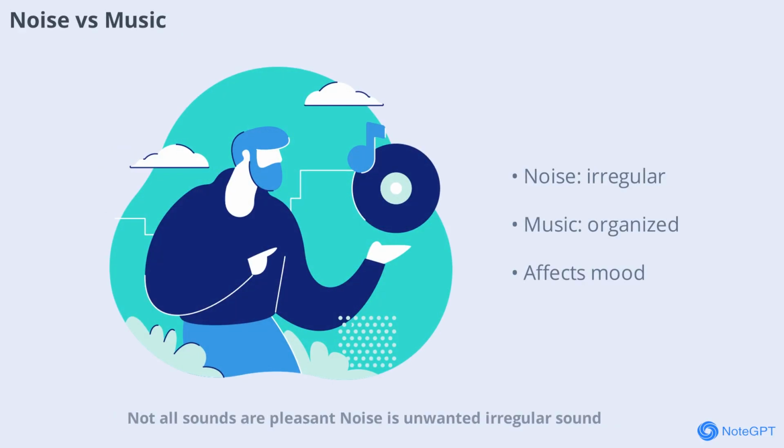Not all sounds are pleasant. Noise is unwanted, irregular sound, while music is organized and harmonious. The difference lies in the regularity and pattern of the sound waves. Music has a pleasing effect on our minds, while noise can be disturbing and even harmful to health. Understanding this distinction helps us appreciate the role of sound in our lives.